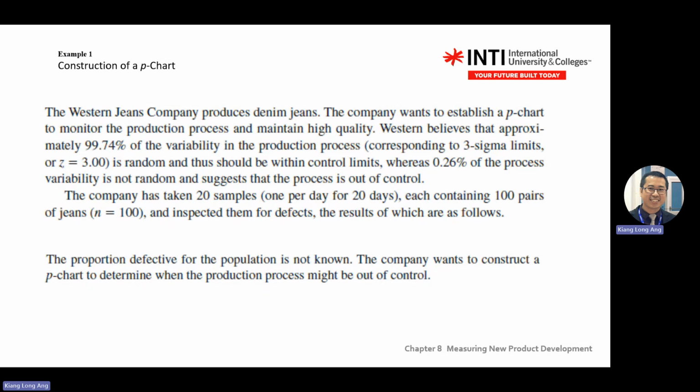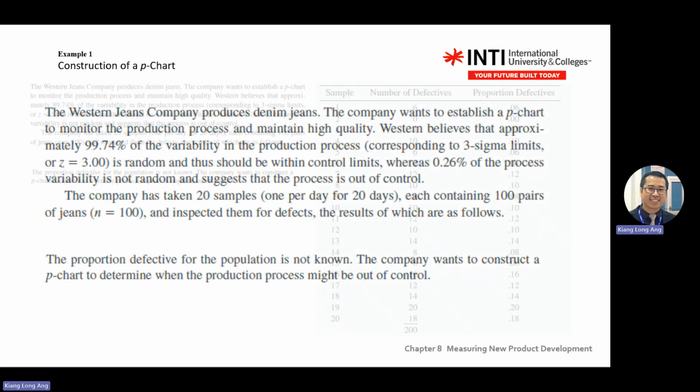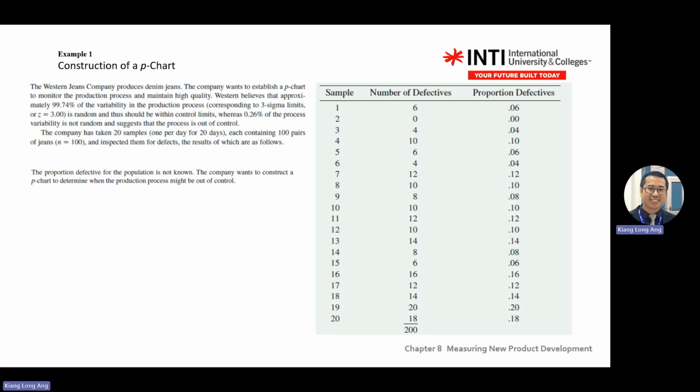Inspect them for defects, with the results shown in the table. The proportion defective is unknown, so the question actually asks you to plot a p graph, a proportional graph. The company wants to construct a p graph and determine whether the process is out of control or not. There are 4 criteria just now to check whether it's in control or out of control. So you refer to this table, the number of defectives and the proportion defective.